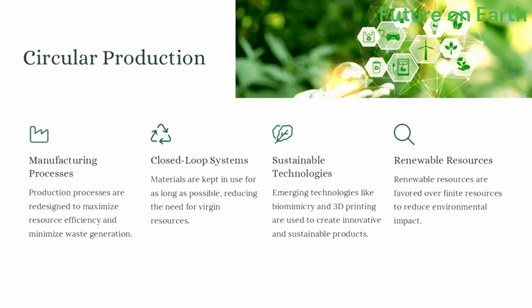Circular production is about redesigning manufacturing processes to be more efficient and reduce waste. The goal is to keep materials in use for as long as possible, reducing the need for virgin resources. Emerging sustainable technologies like biomimicry and 3D printing are being used to create innovative and environmentally friendly products. Renewable resources are being favored over finite resources to further reduce environmental impact. These changes are transforming how we produce goods, moving towards a more circular and sustainable model.